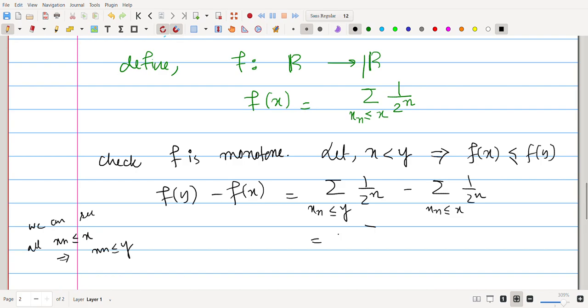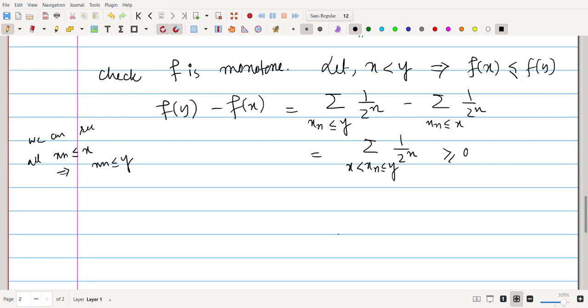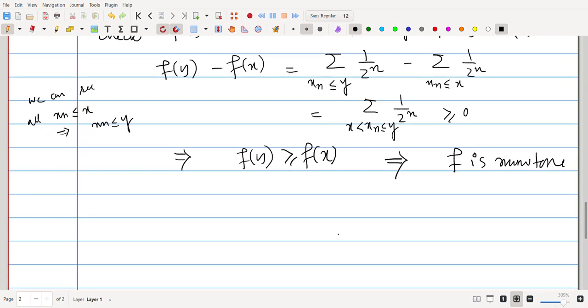So what we'll have? We are getting the summation over x less than x_n less than or equal to y of 1 by 2 to the power n. That may be 0, because if there is no x_n inside the interval (x, y), then definitely this quantity is 0. But if there is some x_n, then this quantity is positive. That means it is greater than or equal to 0, right? Which implies f(y) is greater than or equal to f(x). It implies f is monotone, right? Fine.